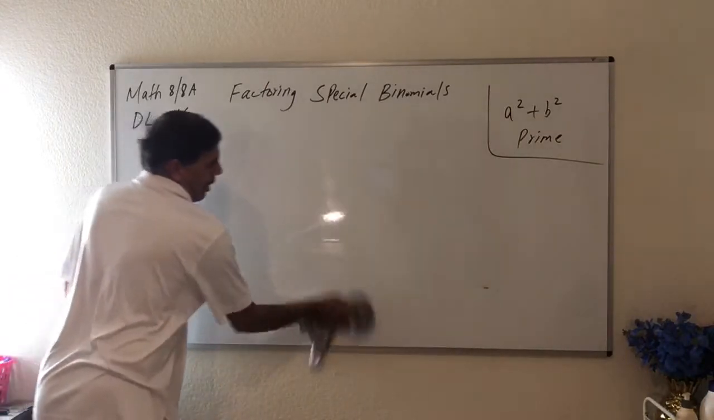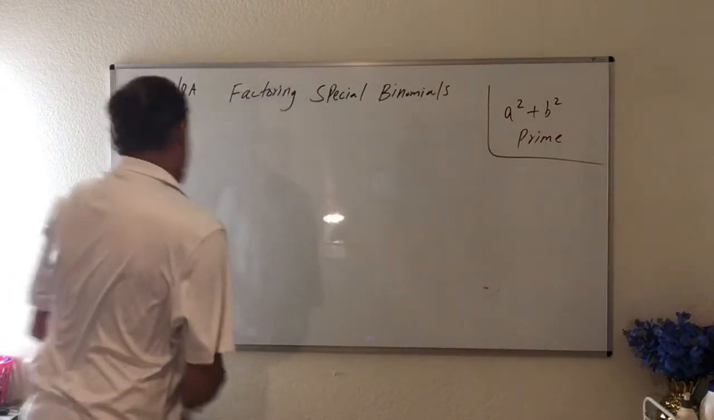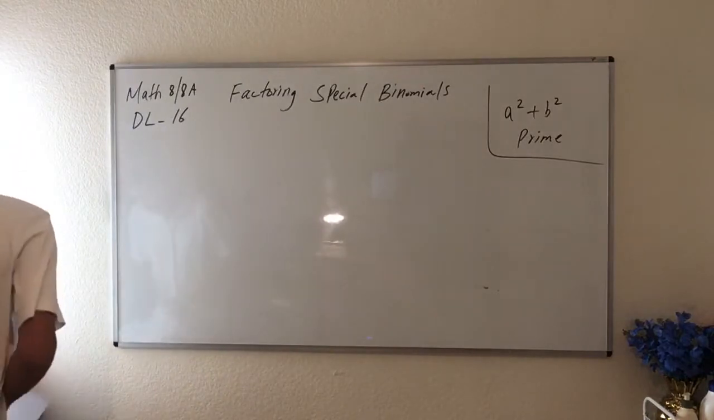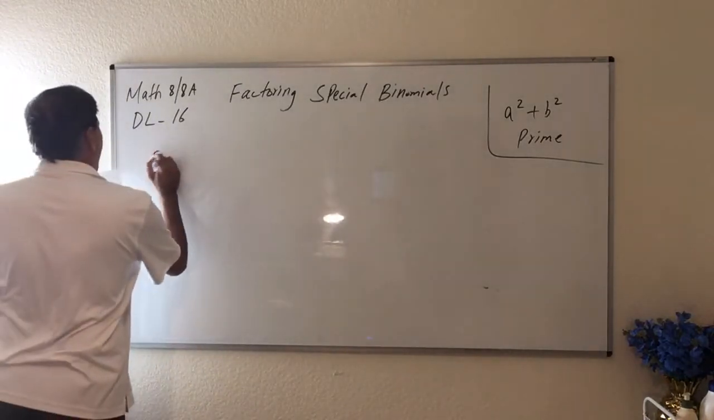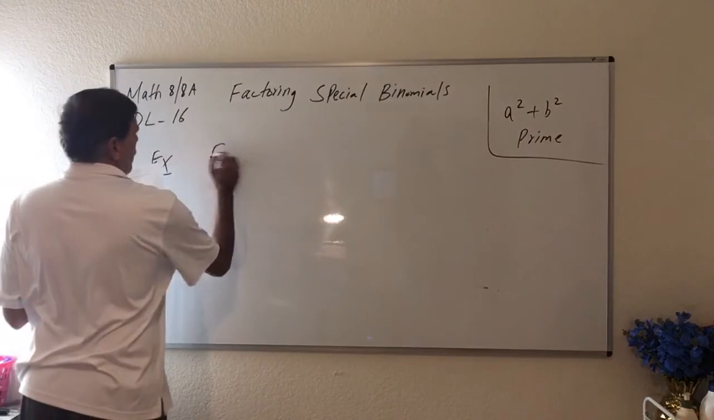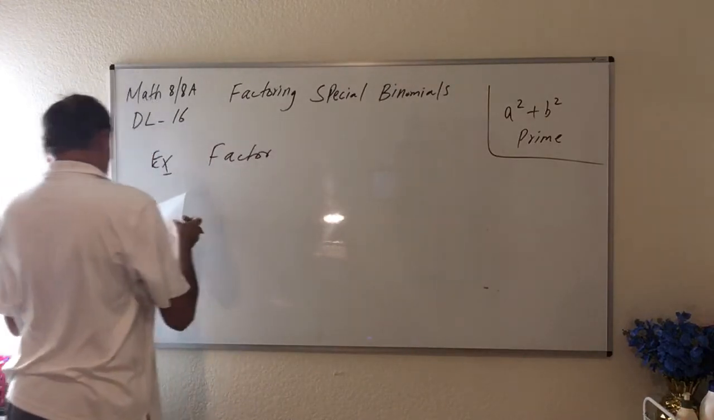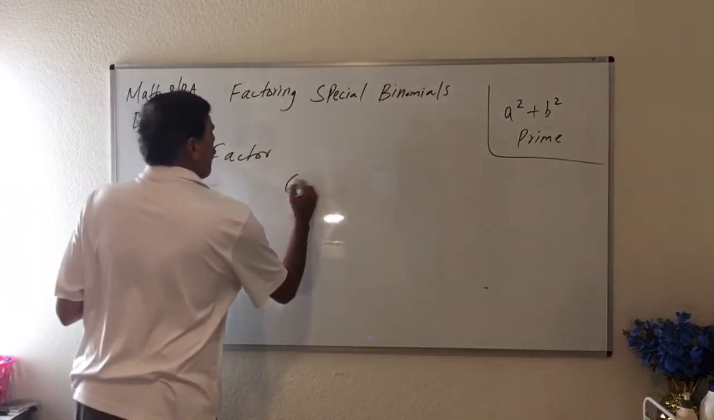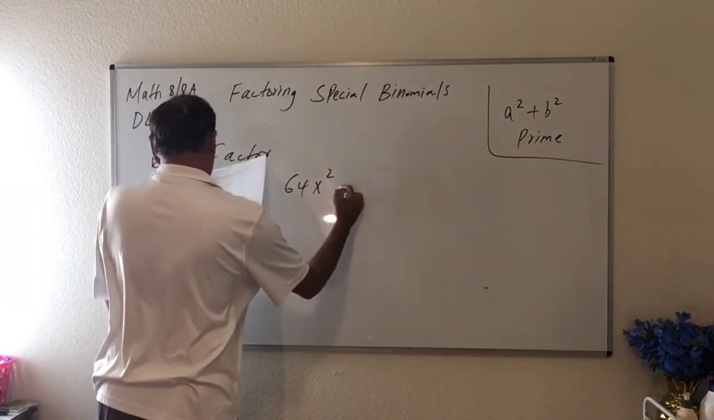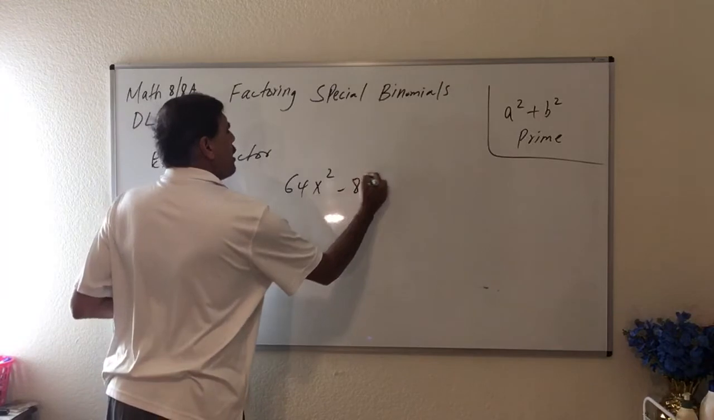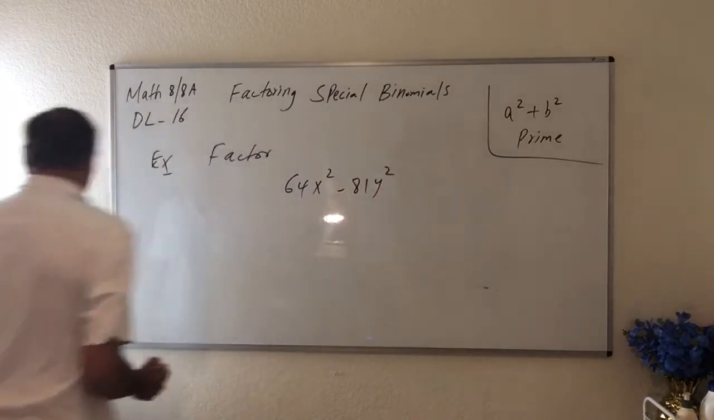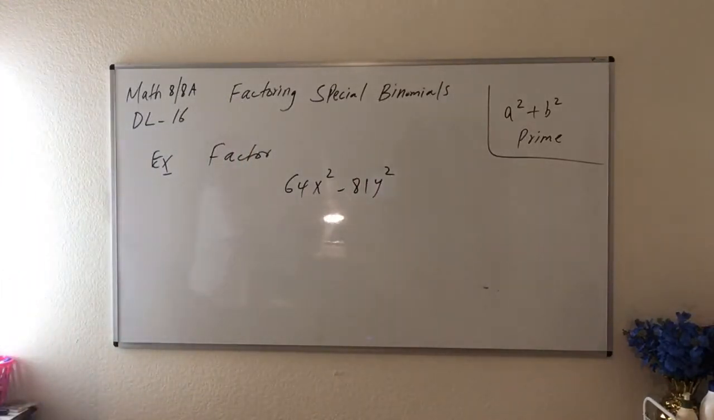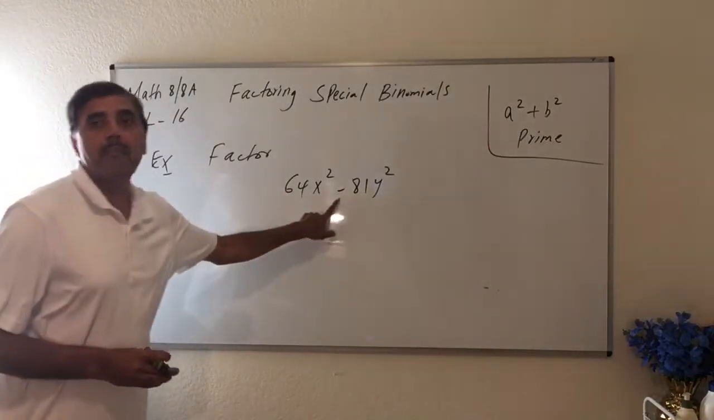And keep in mind, if there's a plus, it will be a prime. There is one more factor. For example, 64x squared minus 81y squared. Can we apply the special case? The first thing you look for is that it must be minus here.